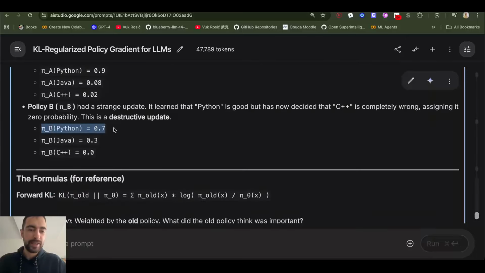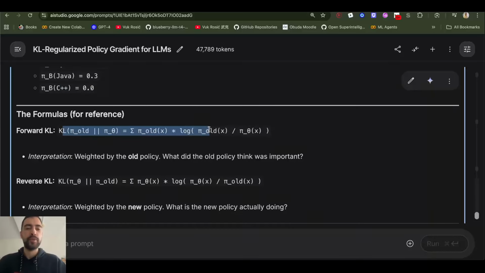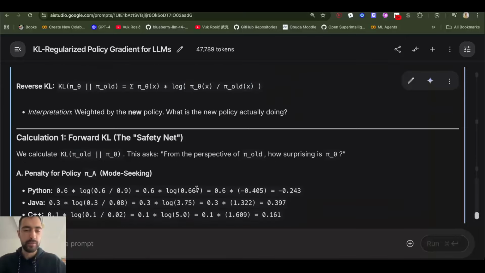So this is a bit higher, this is the same, this is a bit lower. And here we have just the formulas for reference. So we have forward KL and reverse KL. In forward, the only difference is this: old policy divided by new, and here we have new policy divided by old. And this sigma is encapsulating the whole thing because this is in brackets. So log of this times this and then add all of them. We'll see what that means.